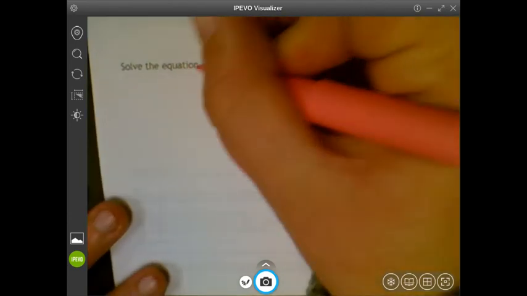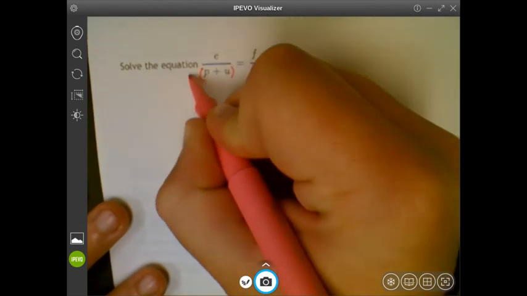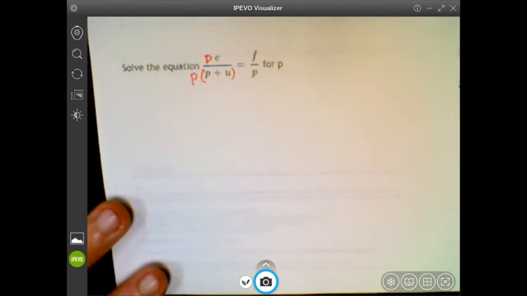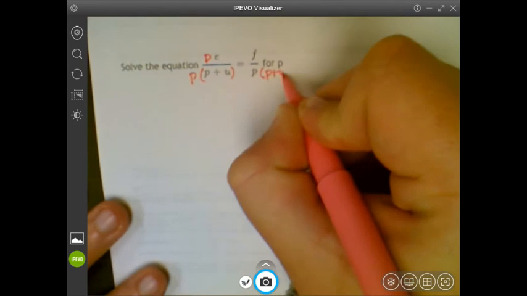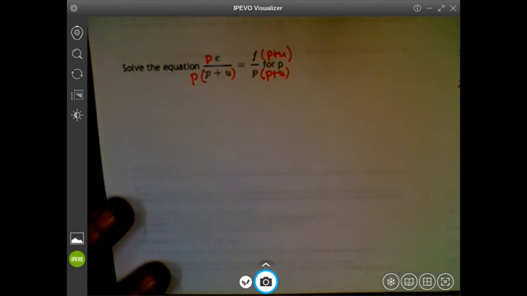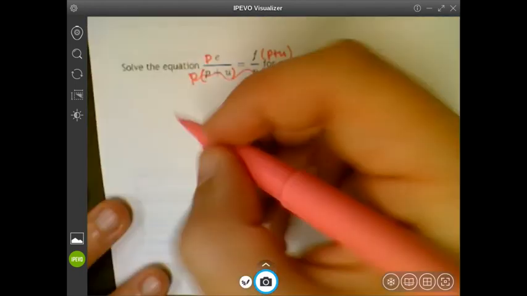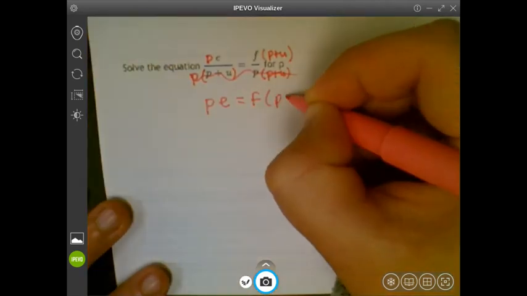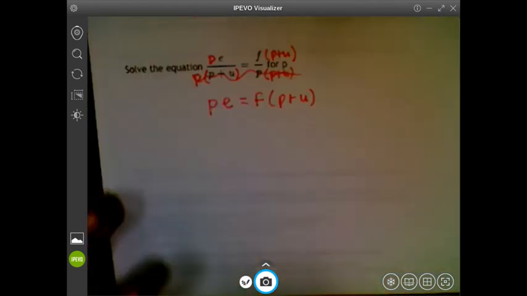In order to get the denominators the same, this p plus u needs to be multiplied by p, so the top would be pe. And the p over here needs to be multiplied by p plus u, so the other one would be F times p plus u. Then those denominators would be the same, so you can get rid of them. So we have PE equals F times P plus U. And that's what you would have gotten if you had just cross-multiplied from the get-go.